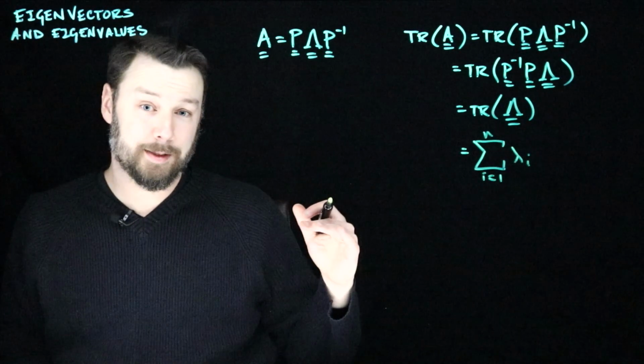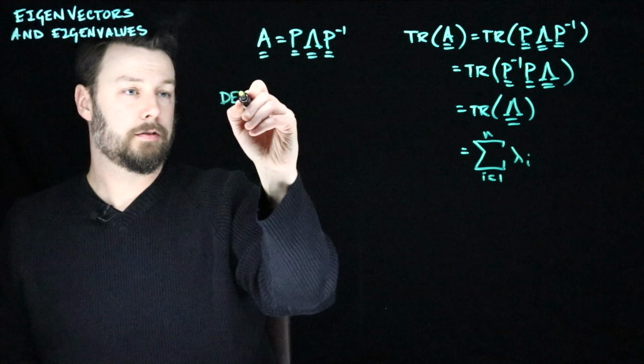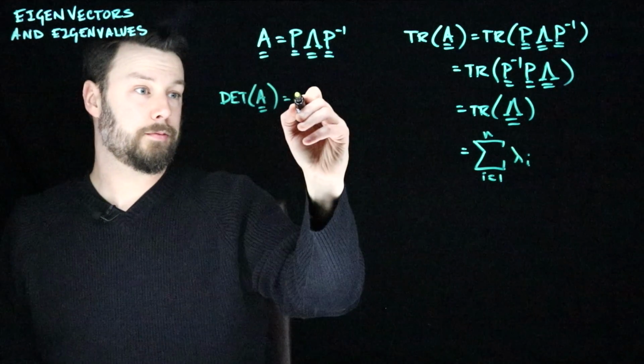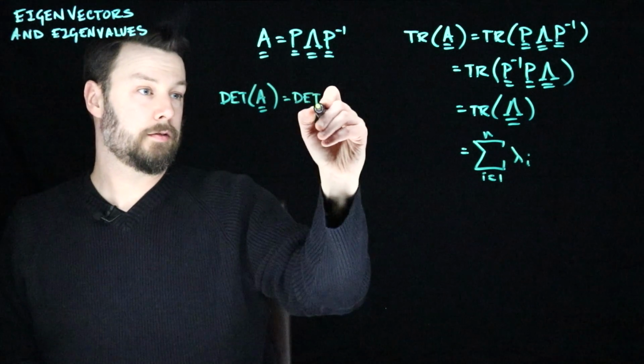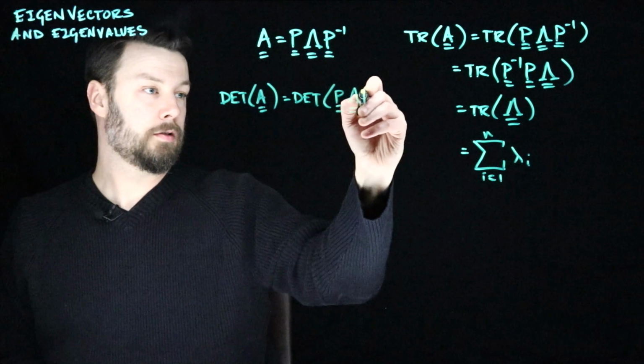We could do exactly the same kind of thing with determinant, right? We can also say det A, and just like that, we'll say that is equal to det of P lambda P inverse.